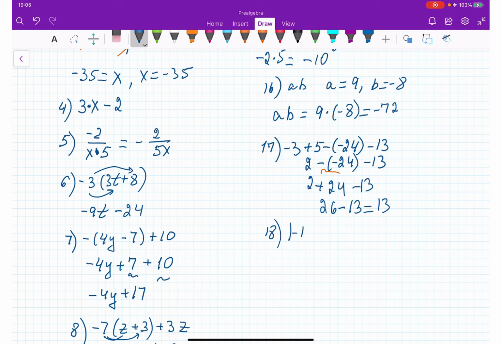Number 18. Absolute value of -16 minus absolute value of 16. Absolute value of -16 is 16. Absolute value of +16 is still 16. And the result is 0.